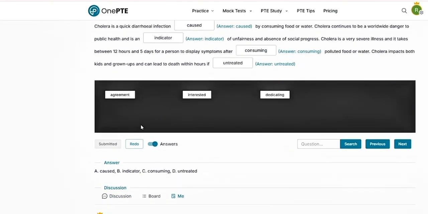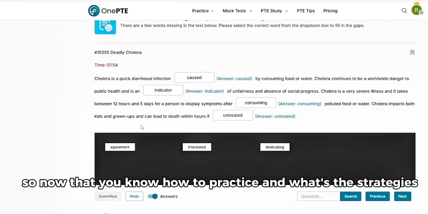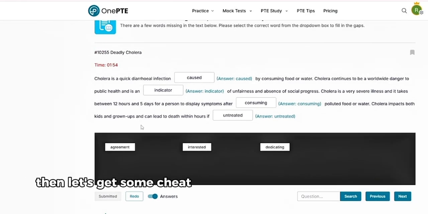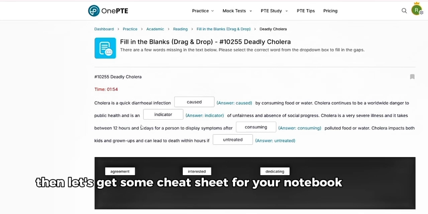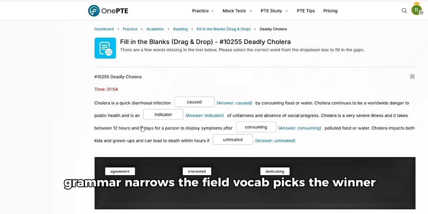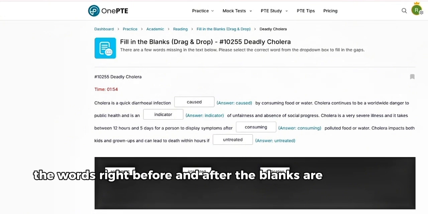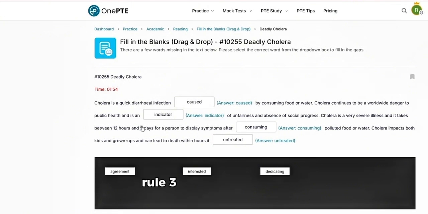That's it. So now that you know how to practice and what the strategies are, let's get some cheat sheet for your notebook. Rule number 1. Grammar first, vocabulary second. Grammar narrows the field, vocab picks the winner. Rule 2. Surround the blank. The words right before and after the blanks are your biggest clues. Rule 3. Don't leave it blank. There is no negative marking here, so answer everything.